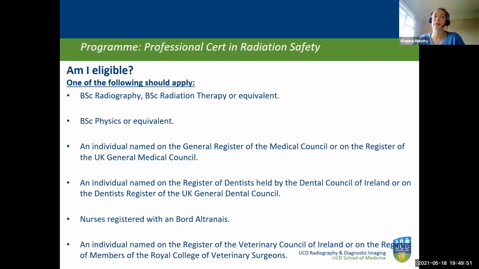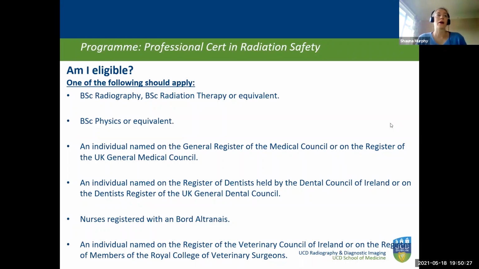So eligibility is the next one. This is quite a commonly asked question, actually. One of the following should apply. Like I said, we do have lots of students internationally, but also students from lots of different backgrounds. Because it's a professional certificate, one stipulation is that the student should be currently employed in a role in which they use ionizing radiation, and that's governed by radiation safety legislation similar to our own in Ireland, but it doesn't have to be that one exactly.